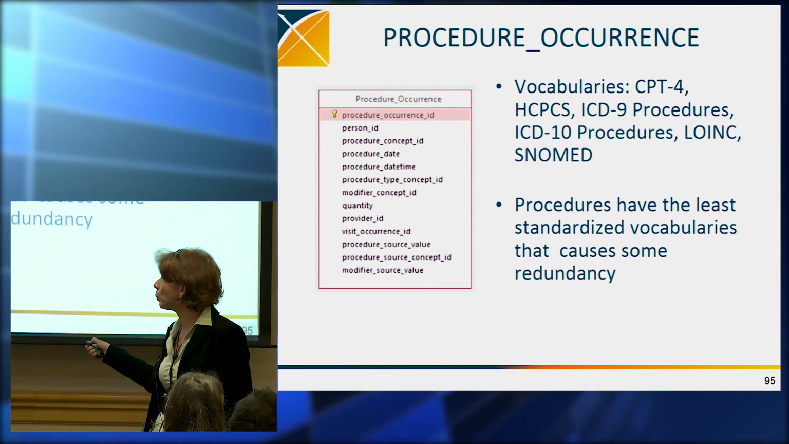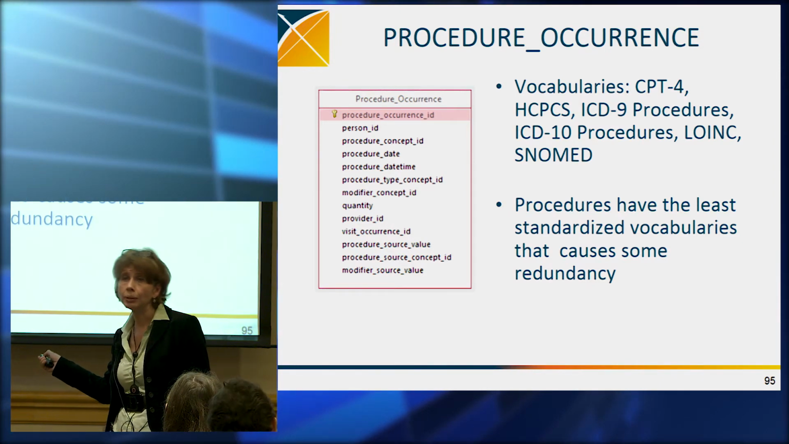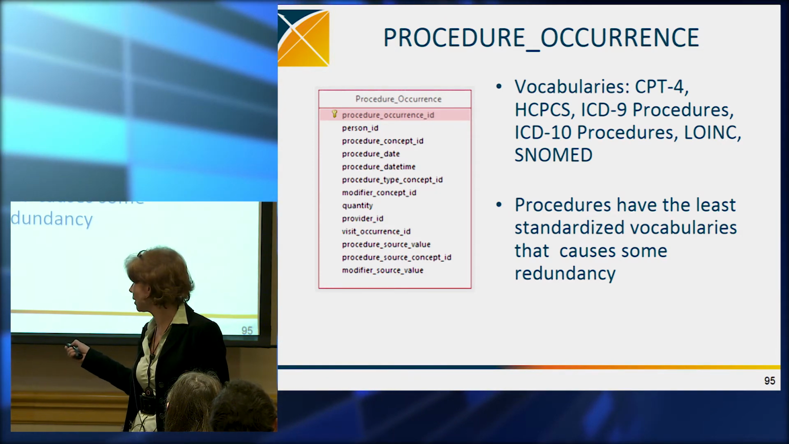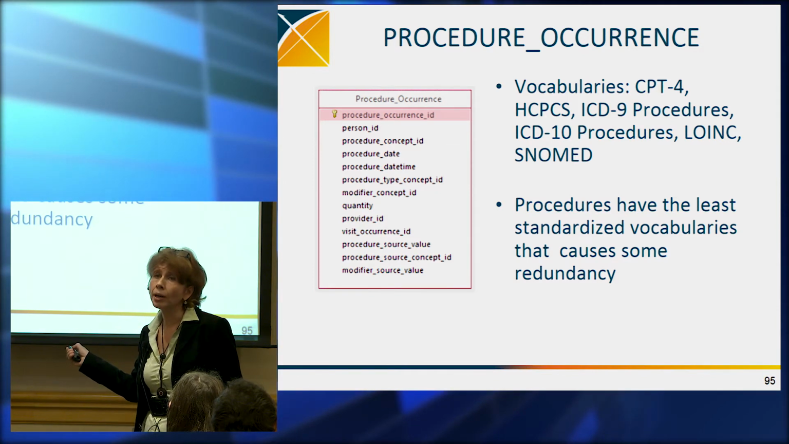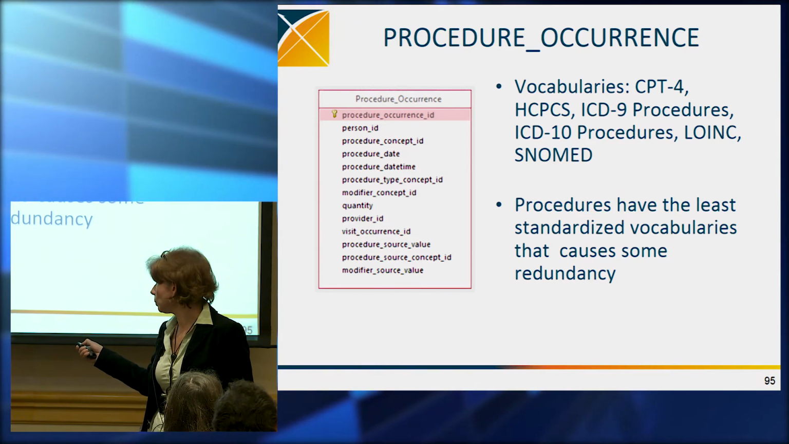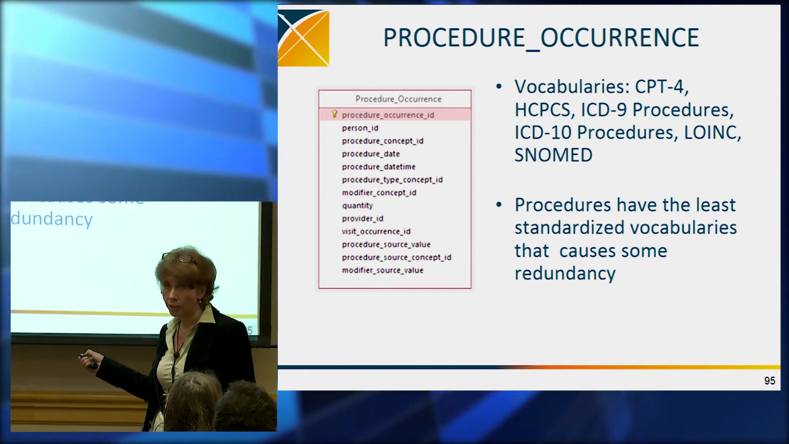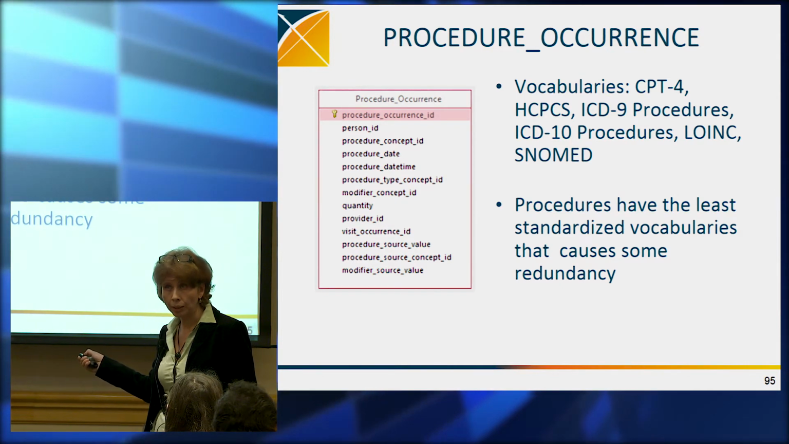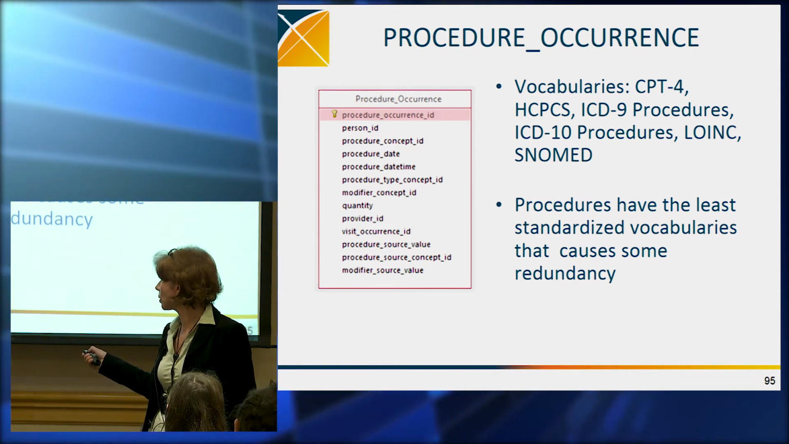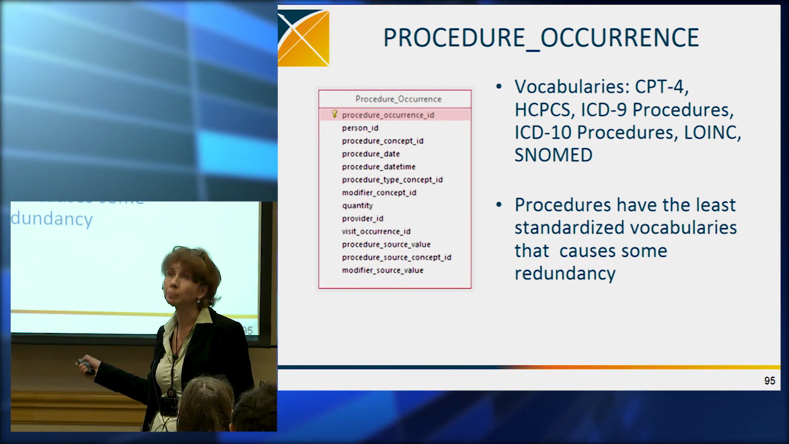There is a procedure modifier. For example, if you're performing a surgery, the modifier will indicate whether the surgery was done on the right or on the left side. And there could be other modifiers that are recorded as standard concepts. Quantity of procedures, there could be more than one. Which provider? If there is an associated visit, it will be here, but it's not required. And again, the provenance with the procedure source value, procedure source concept ID, and modifier source value as well.